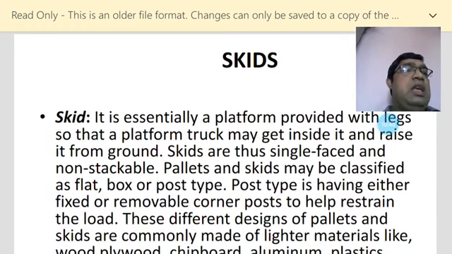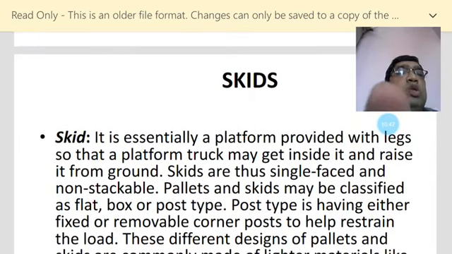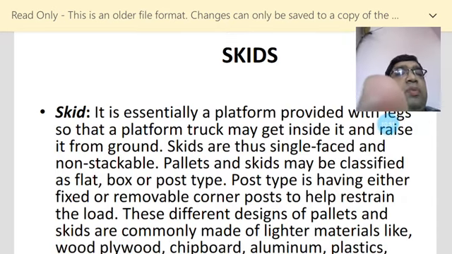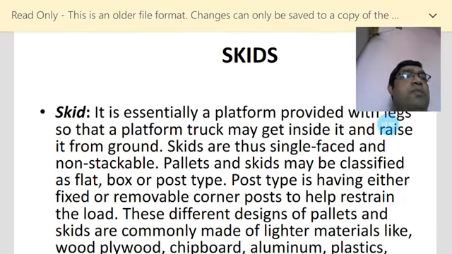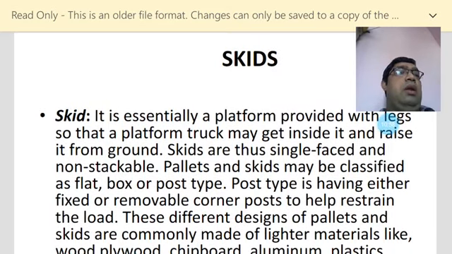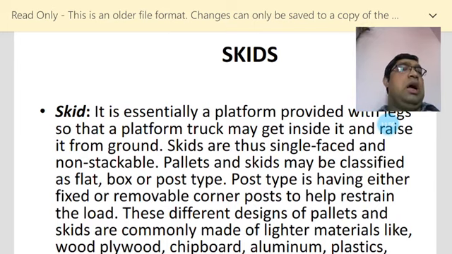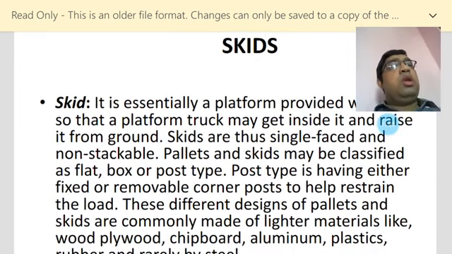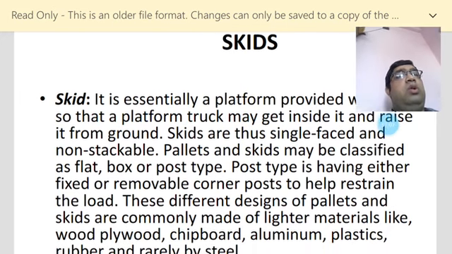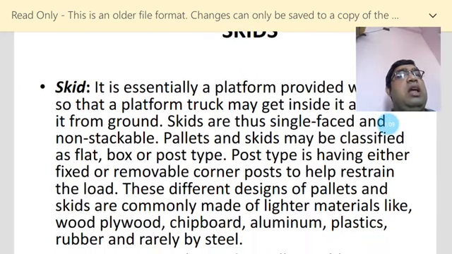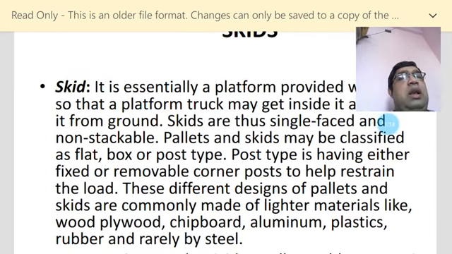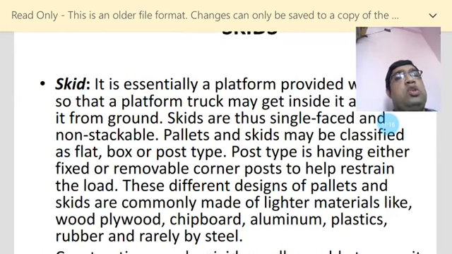It is essentially a platform provided with legs so that the platform trucks may get inside it and raise it from the ground. Basically, the platform trucks are available inside, and you put the materials on them so they are raised from the ground. The skids are single faced and non stackable, and pallets and skids may be classified as flat, box, or post types.